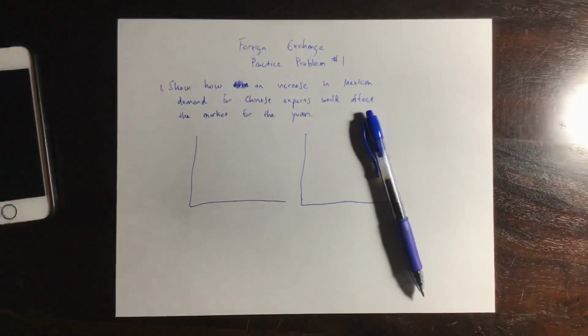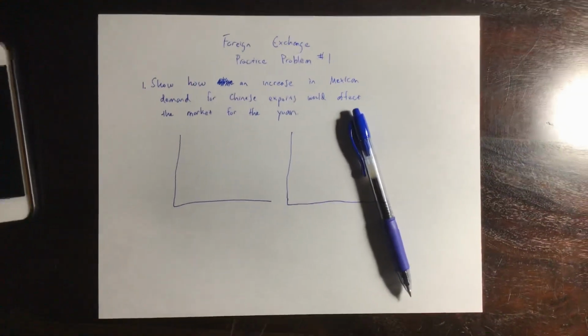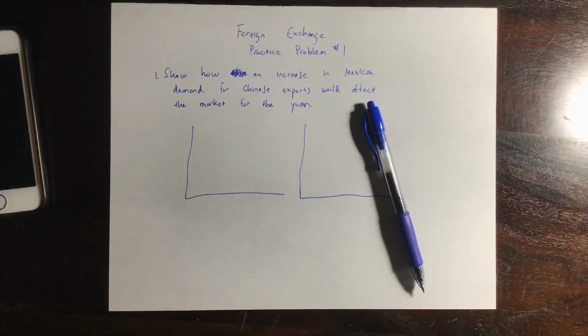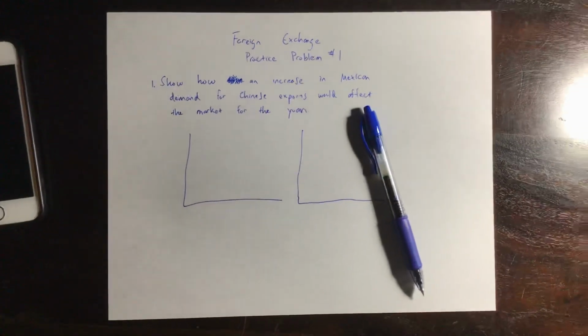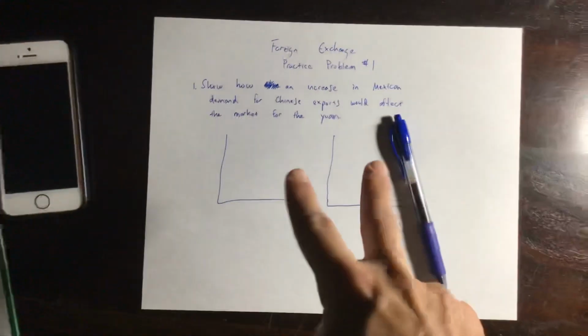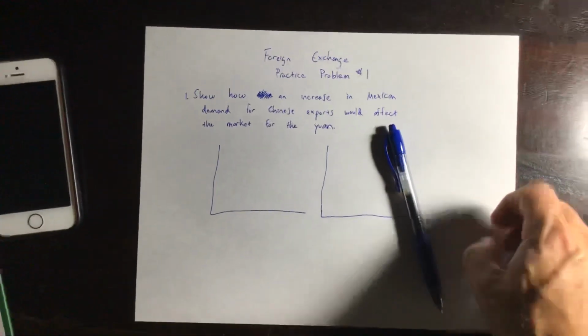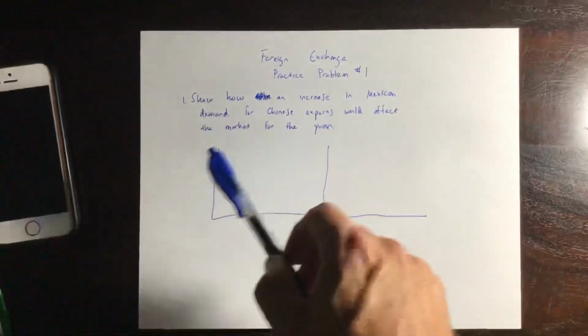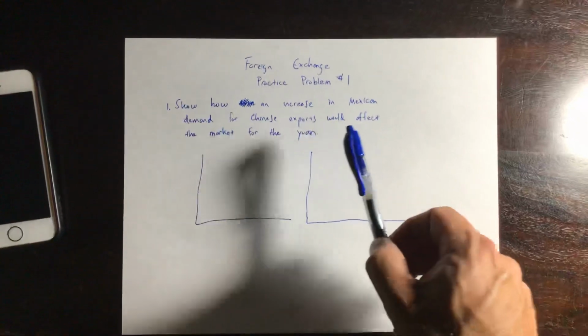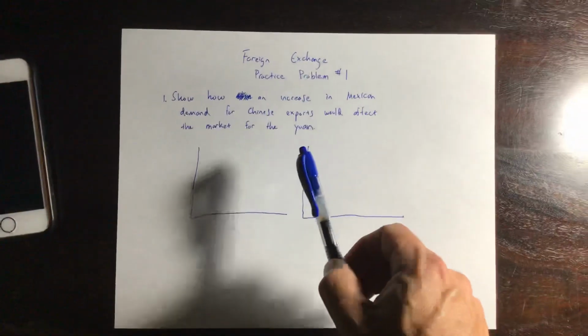Okay, so you got your practice problems. I'm going to explain number one because I probably have confused you if you've never done this before. For each one of these, you got to make two different graphs, okay? This one is: show how an increase in Mexican demand for Chinese exports would affect the market for the yuan.